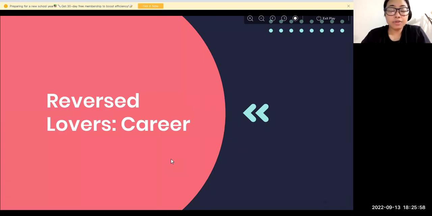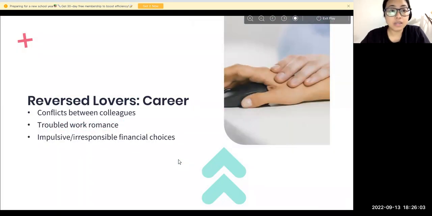Now, the reverse card. If the Lovers comes in a reverse way, and if it is a career reading, then what is that? It means that there might be a conflict between you and your boss, or you and your colleague. There might be conflict between you and your team member or in teamwork, and maybe because there is an affair in the office, there is trouble, like you might encounter some trouble romance-wise.